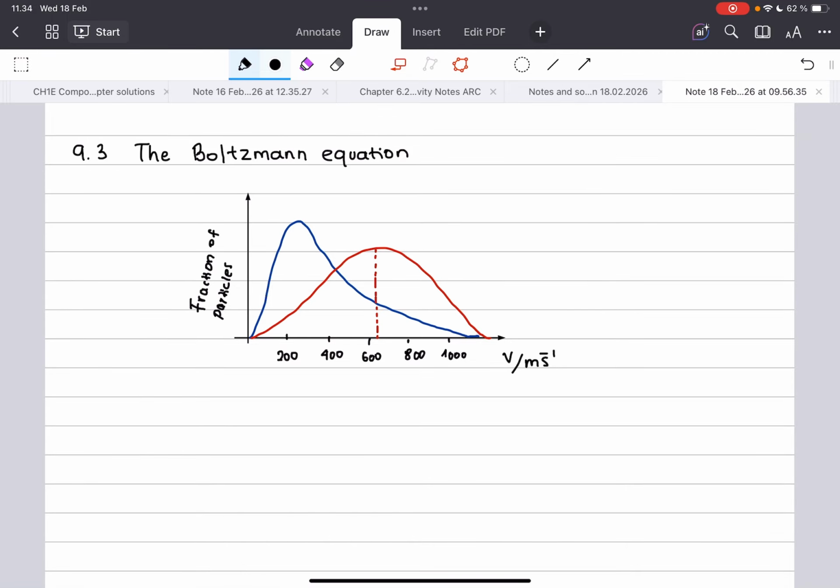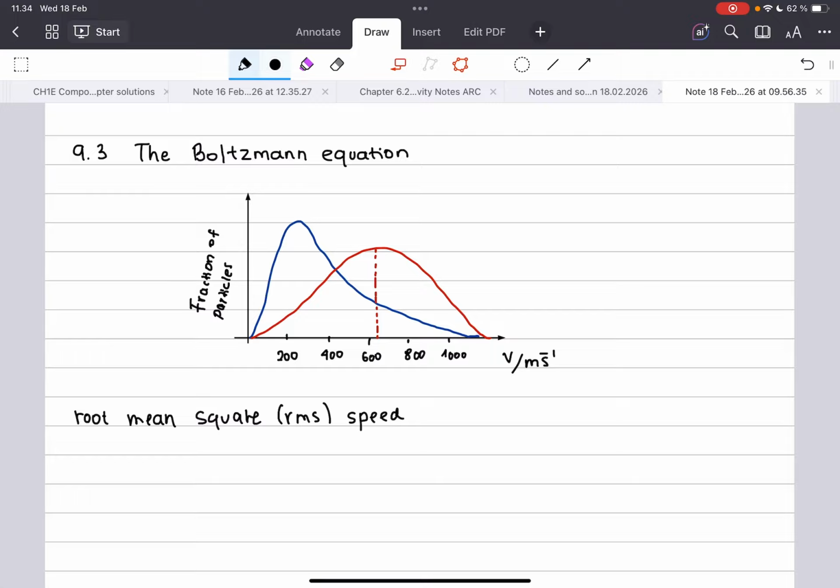Let me write that here. So we say root mean square speed. By the way, sorry for my voice. I am sick. That's not great, but that's how it is.